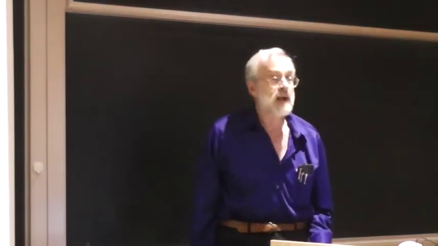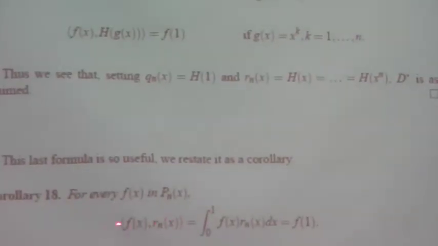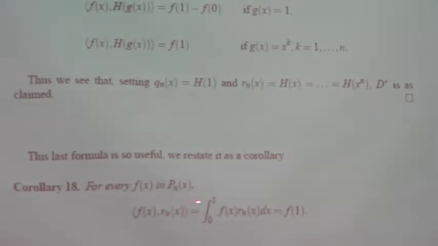So there's the common value of R sub n of x for all of these. Okay, and I'm going to use this again, so let me just restate it here. This says for every f and p sub n of x, this common value here is what I'm calling R sub n of x. So f of x evaluated against R sub n of x is this, which is just f of 1.